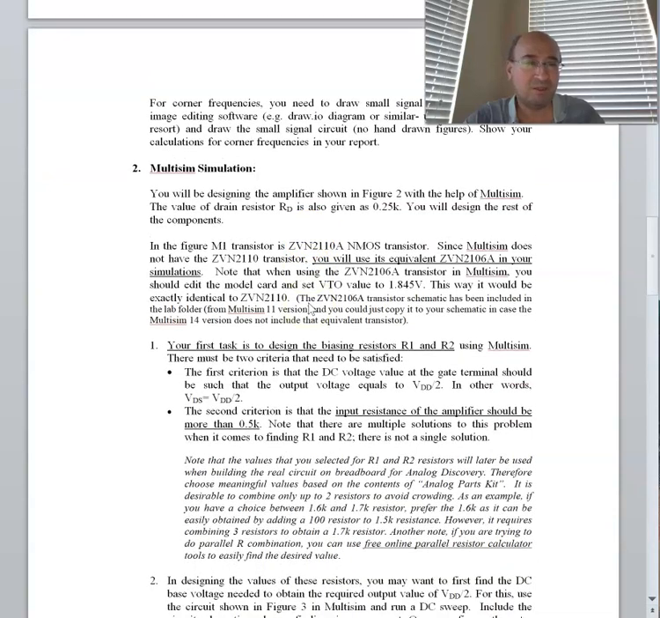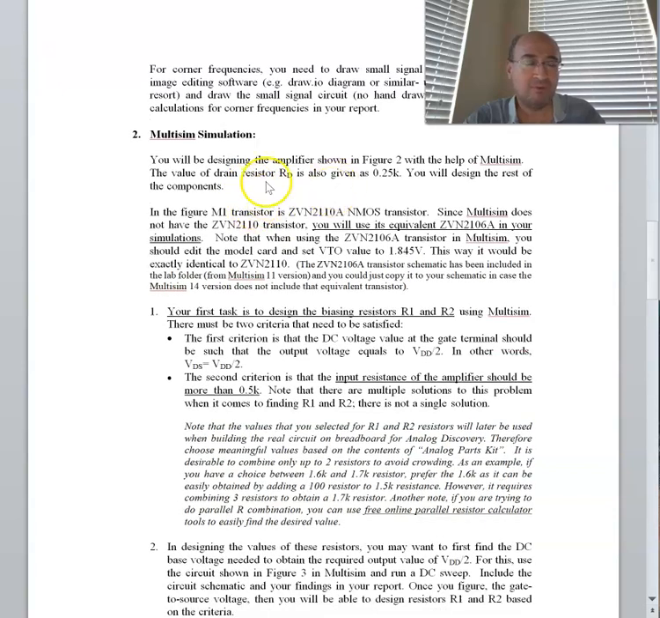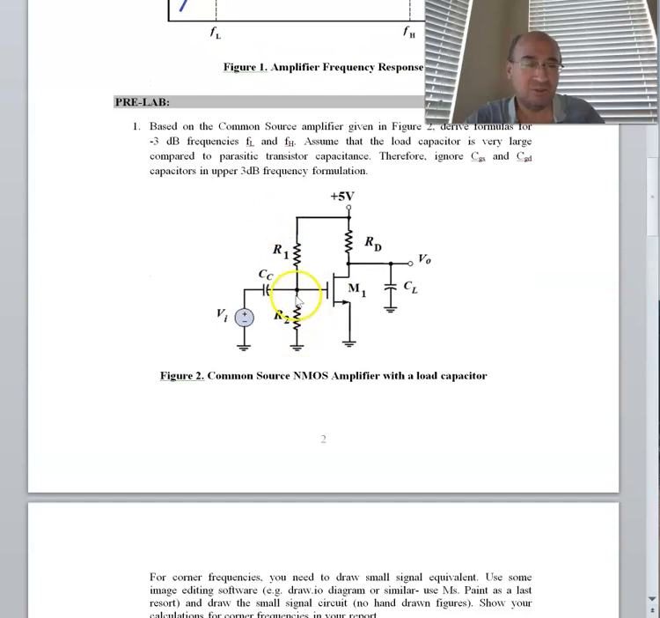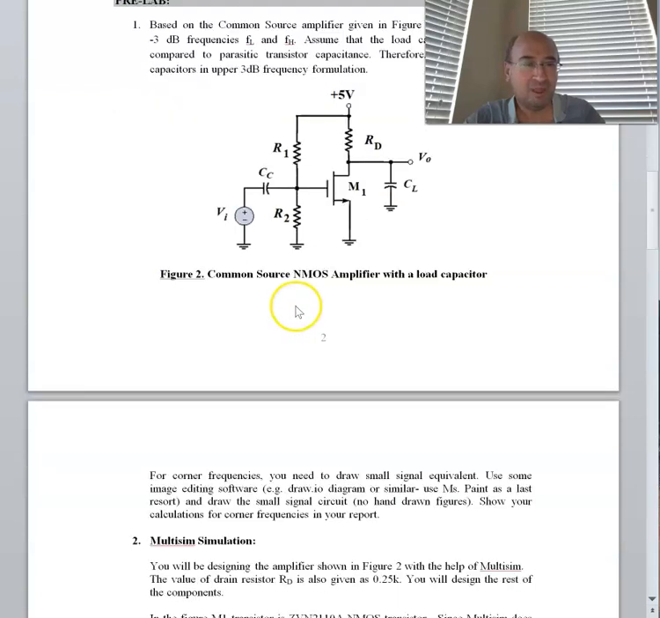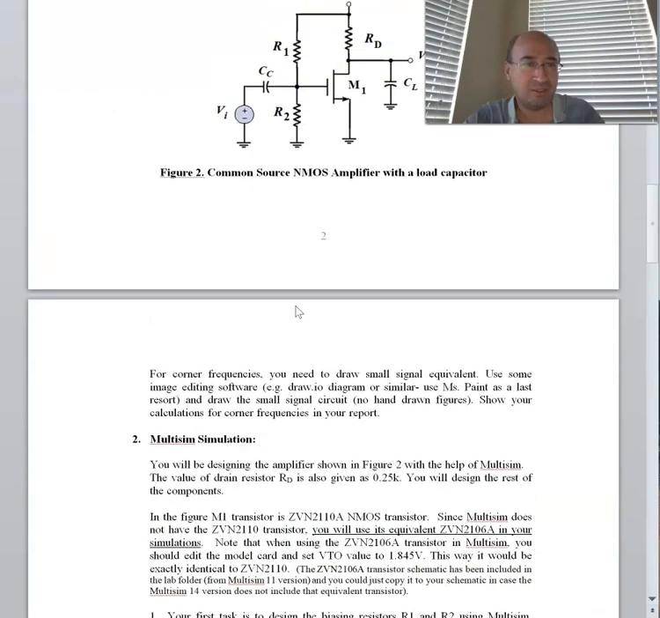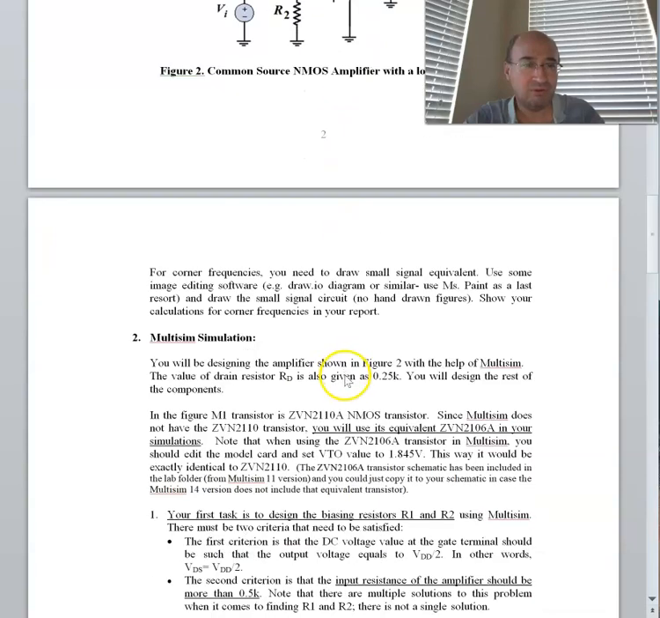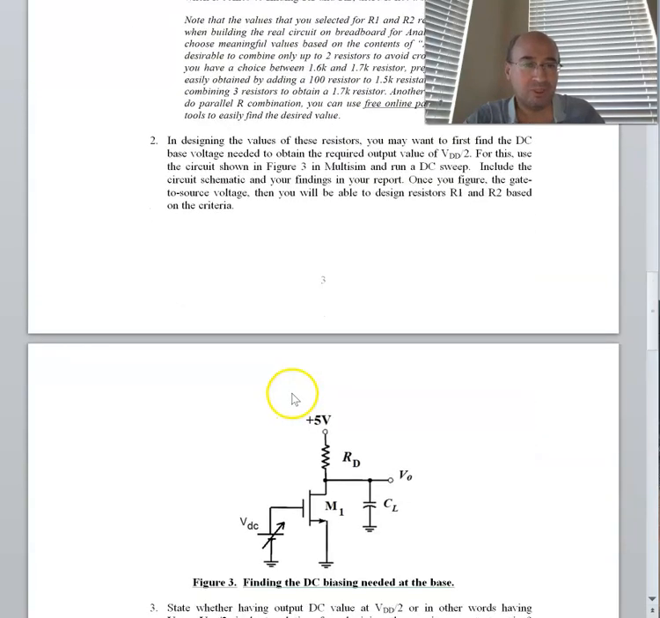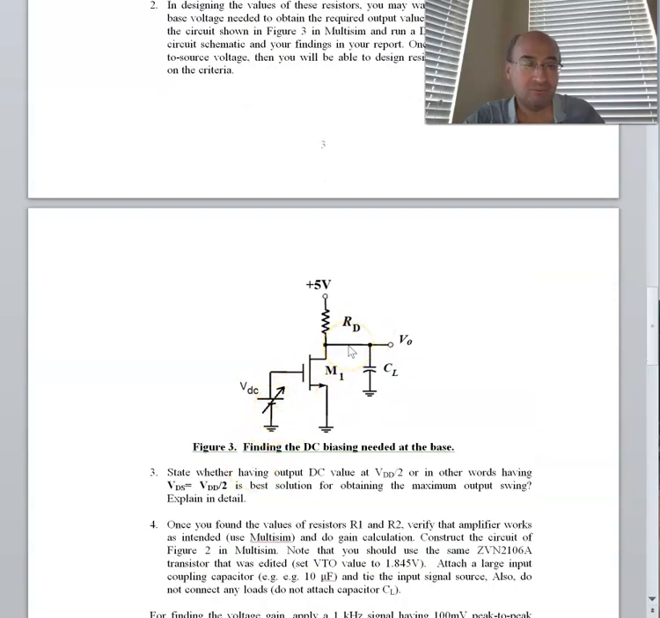The second part is about designing the amplifier. So we will figure out the resistors R1 and R2. The only criterion is that we have to have the VDS bias at the middle point, which is 2.5 volts. So using this DC sweep in Multisim, you will first figure out what the value should be here at the gate that would give you a 2.5 volt DC on the output. So you will use this little circuitry using a DC sweep.